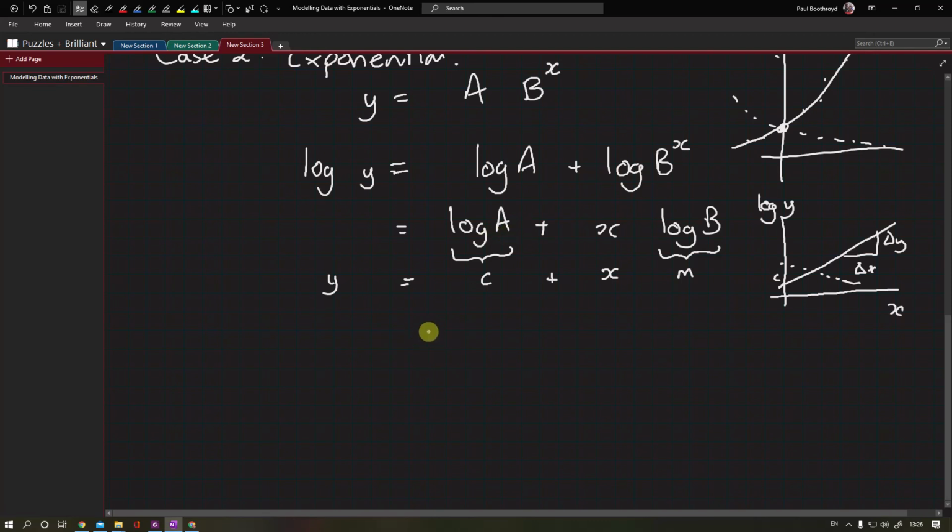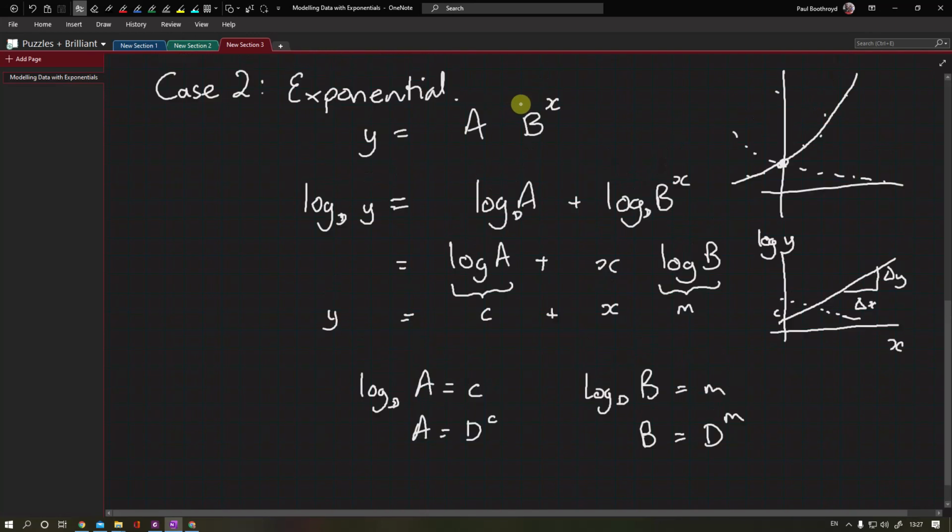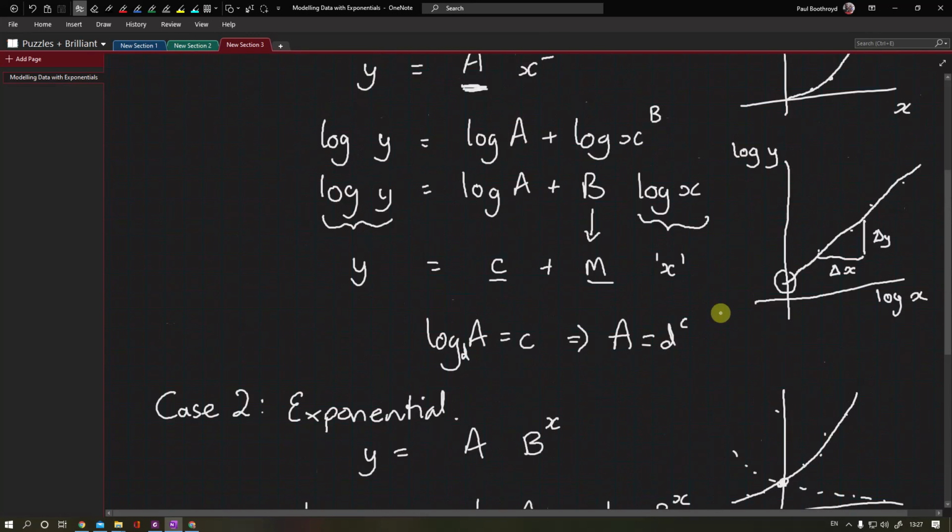And what I can find from that is, again, we're going to use a base d: log base d of a equals c, so a is d to the power of c. And our gradient part, log base d of b, equals m, and we use the same base d all the way through. So b is our base to the power of m, and that will allow us to calculate the coefficients for this form of the formula. And so we're using lines of best fit.